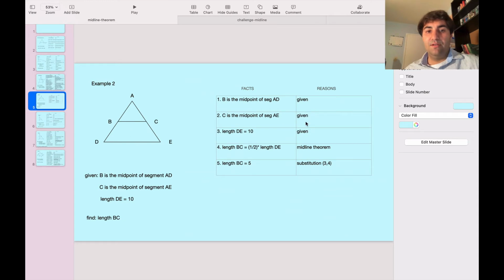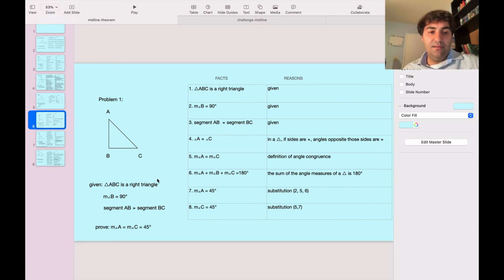So we write down what we know, and we know by the midline theorem that the length of segment BC is going to be equal to 1/2 times the length of segment DE. So we know the length of segment DE is equal to 10. What's 10 times 1/2? 5. So the length of segment BC is equal to 5.